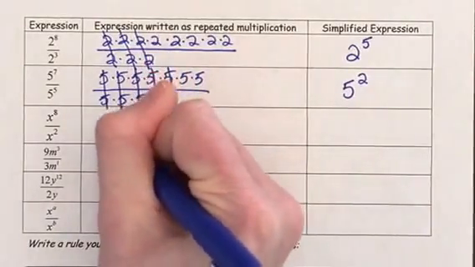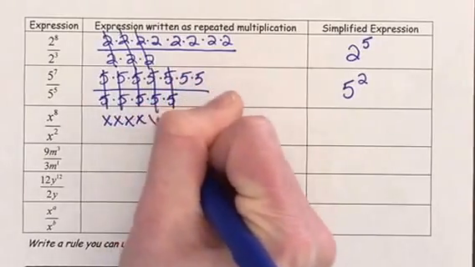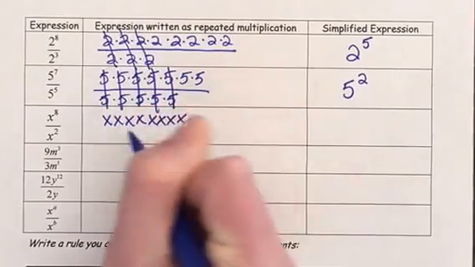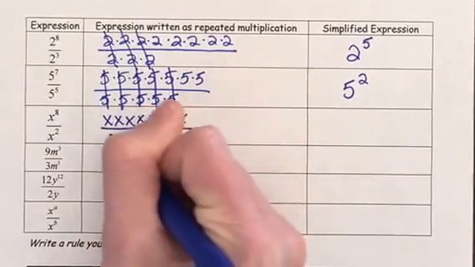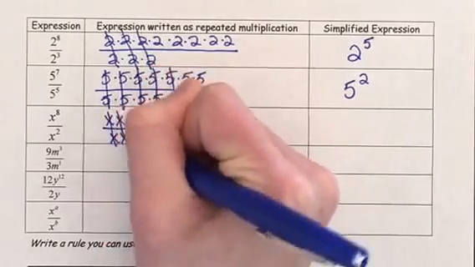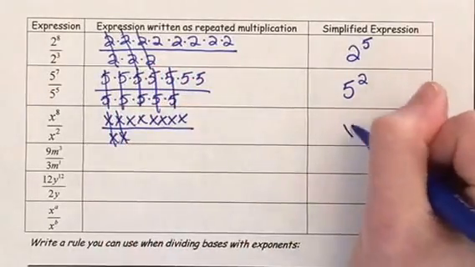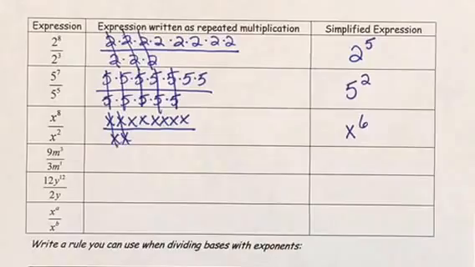It works the same with variables. 8 x's on top, 2 x's on the bottom. They're going to cancel, and you're left with x to the 6th.